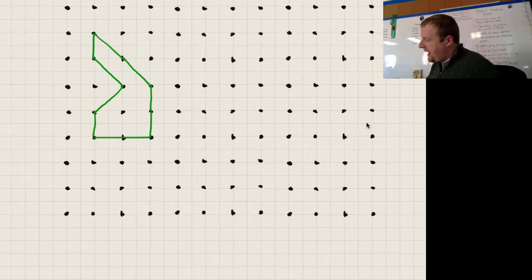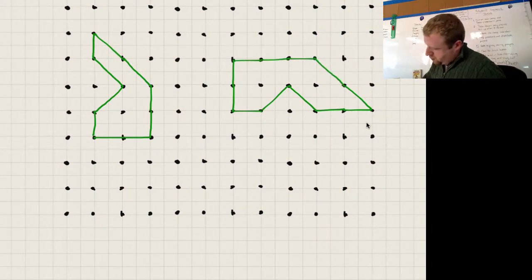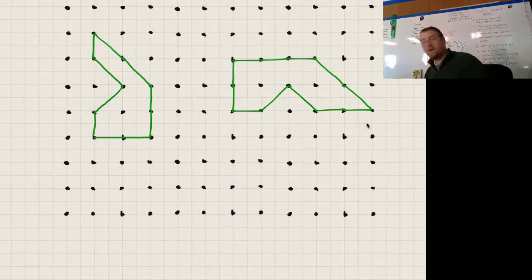Okay, and the next diagram is going to be, watch. Okay. So the question is, are these two images congruent?